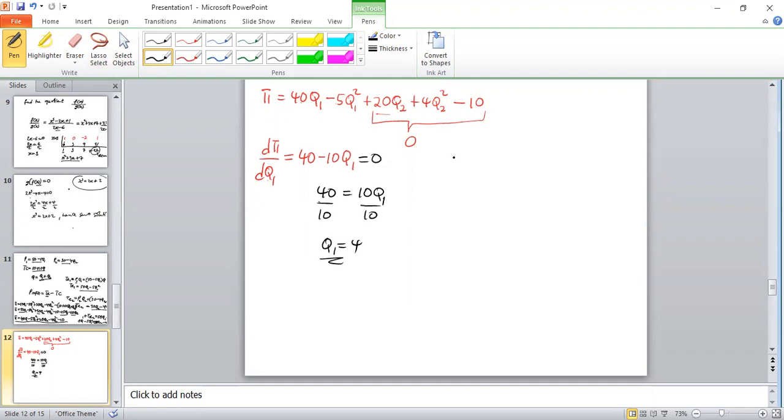Then we differentiate d pi dQ2. Now when we are differentiating with respect to Q2, Q1 is a constant. This one is a constant, gives 0. This one is a constant, gives 0. Then 20Q2 gives us 20. Differentiation of the last term gives us 8Q2.